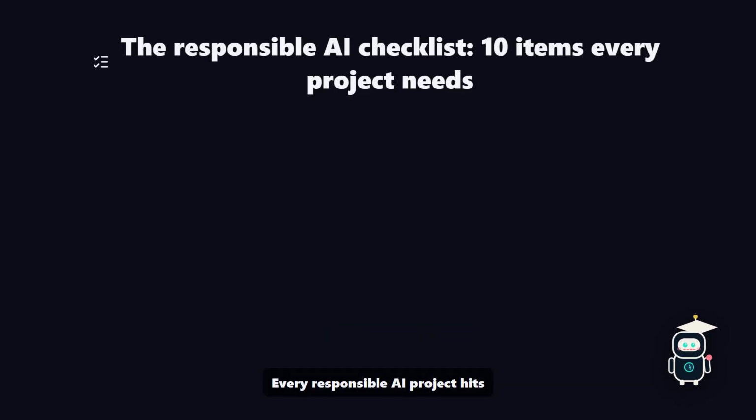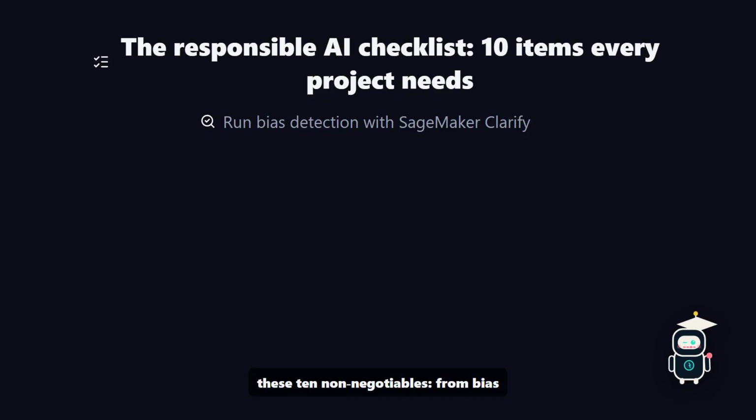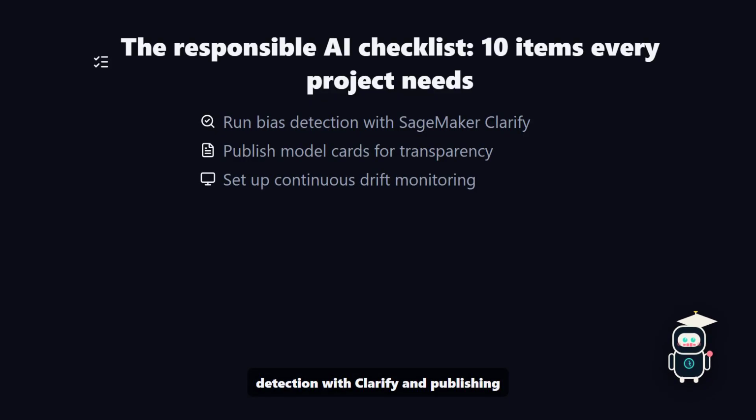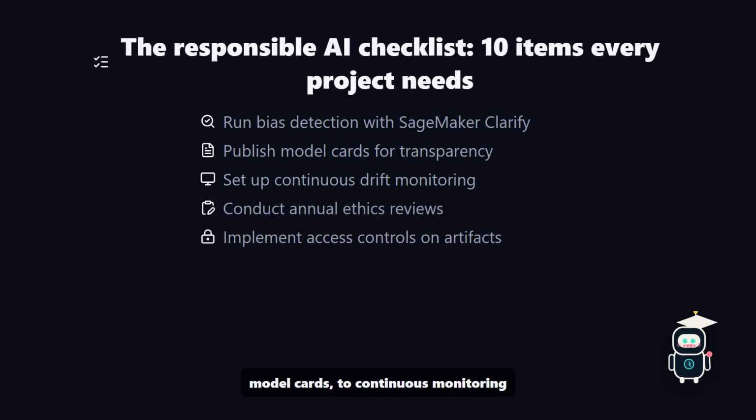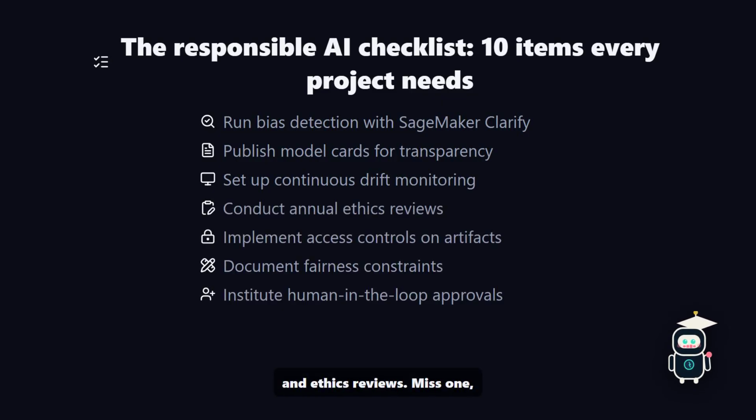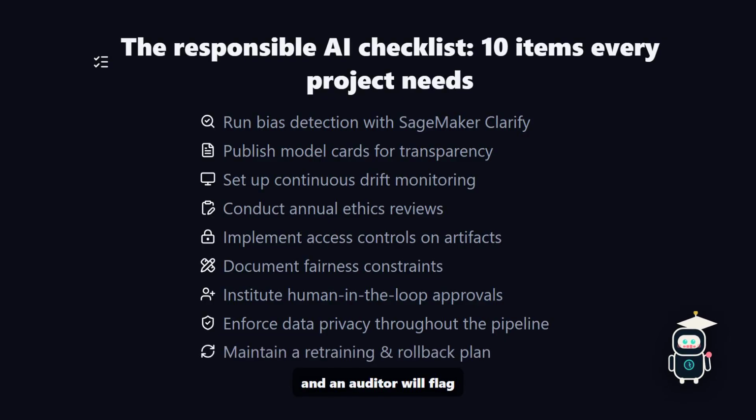Every responsible AI project hits these 10 non-negotiables, from bias detection with Clarify and publishing model cards to continuous monitoring and ethics reviews. Miss one, and an auditor will flag you, and the exam will test whether you know exactly which item is missing. Grab the full printable checklist from the link in the description.